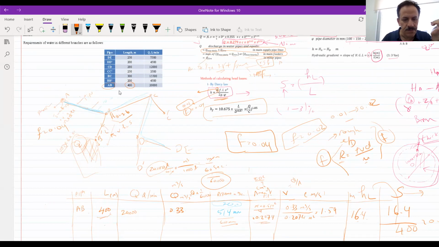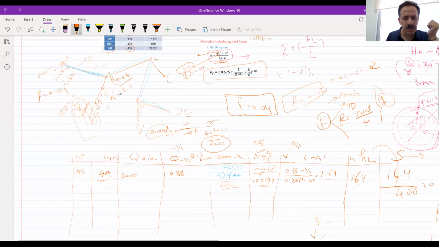After that, there will be an assumption for the diameter, and there will be a check. We assume that this is a 20-inch pipe diameter. This will be 540 millimeters, and converting, you have to find the area of this pipe. How much will the area be? It will be 0.2074 square meters, and we will find the velocity by dividing the Q by the area.